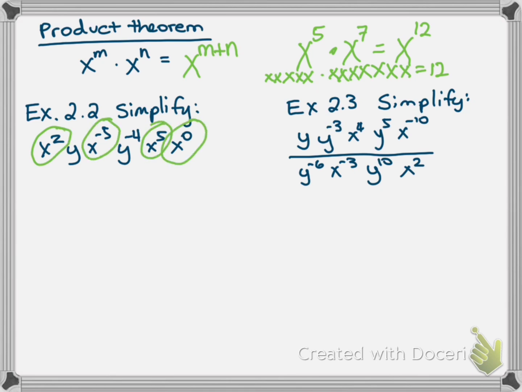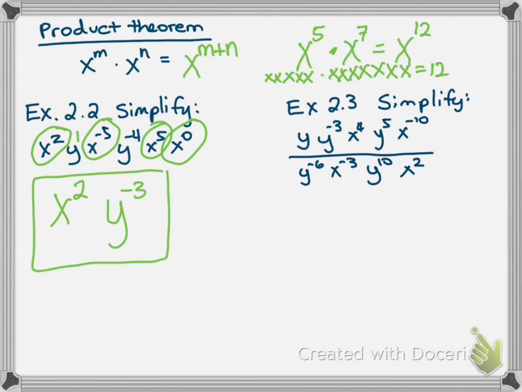Notice how all of them are multiplying. And what I have to do is just add 2 minus 5 plus 5 plus 0. That's going to be x to the 2nd power. And then we do the y's. We have a y to the 1. Remember, there's a 1 there. 1 minus 4 minus 3. And that's it. Pretty simple. We just add because they're multiplying.